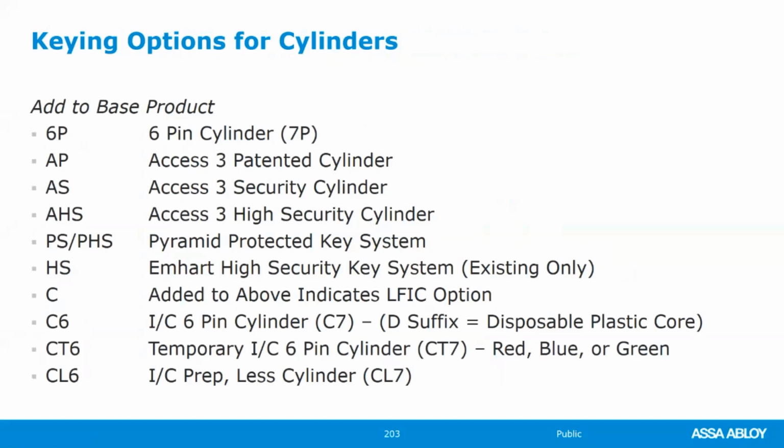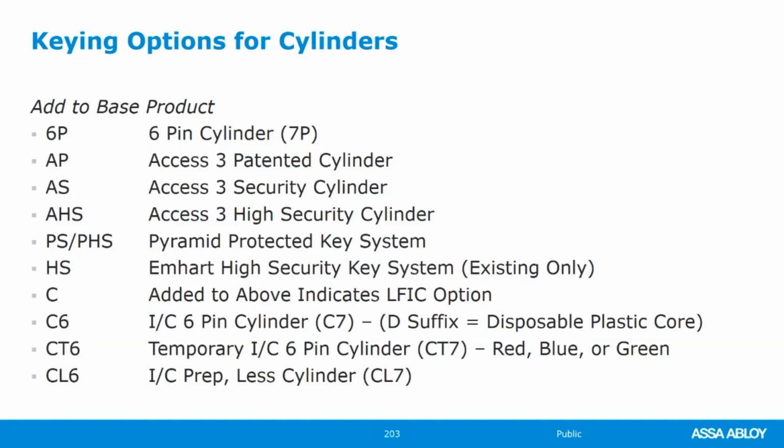Looking at the available keying options for exit devices, if you want to add a 6-pin cylinder, you would add 6P. For our Access 3 patented security or high security, it would be AP, AS, AHS. Our pyramid protected key system would be PS or PHS. Our M-Heart, if you're going to add our M-Heart cylinder to that for existing systems, that would be HS.